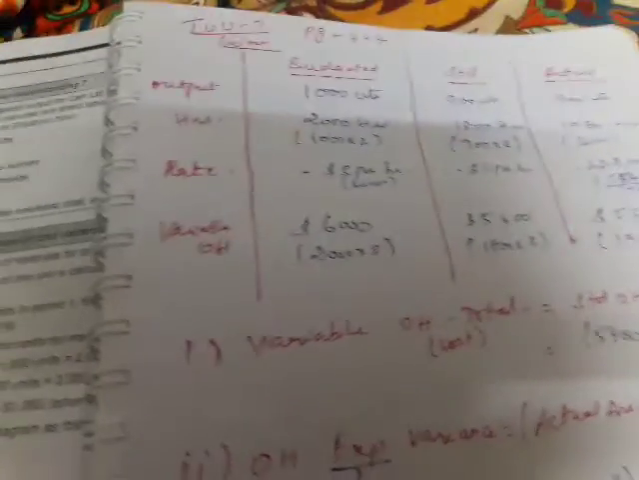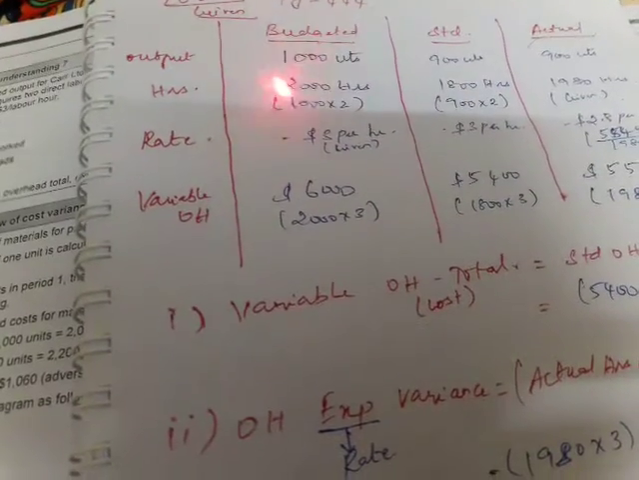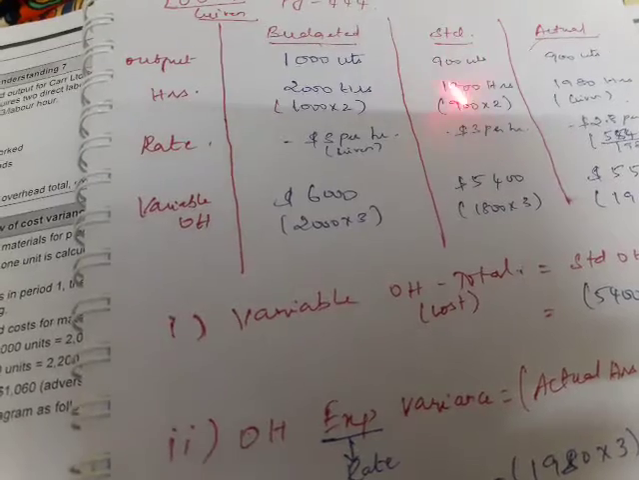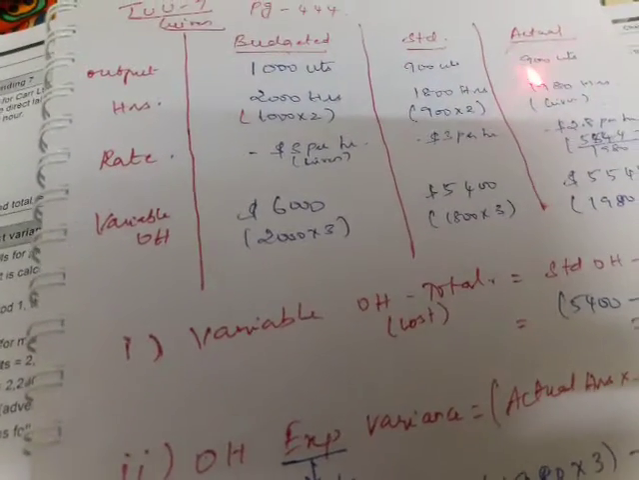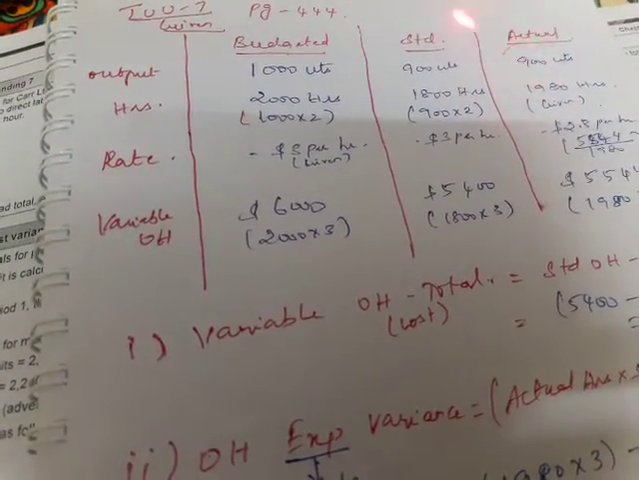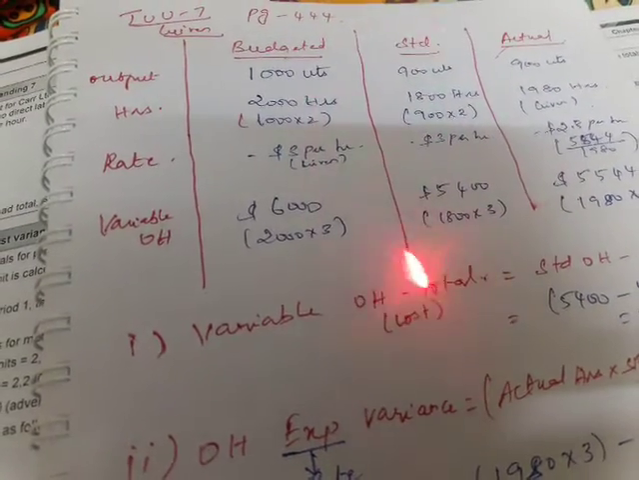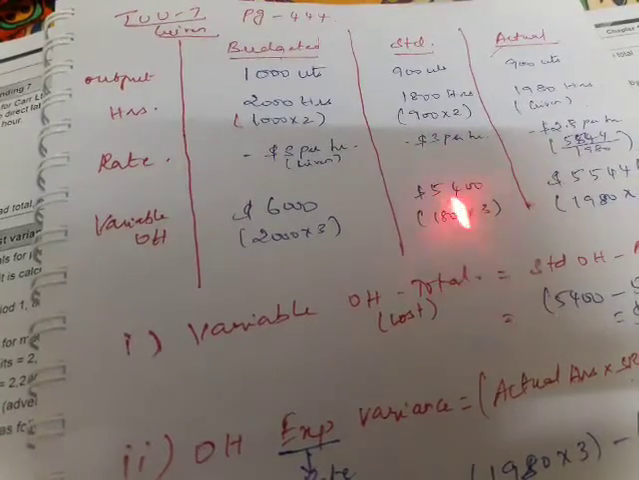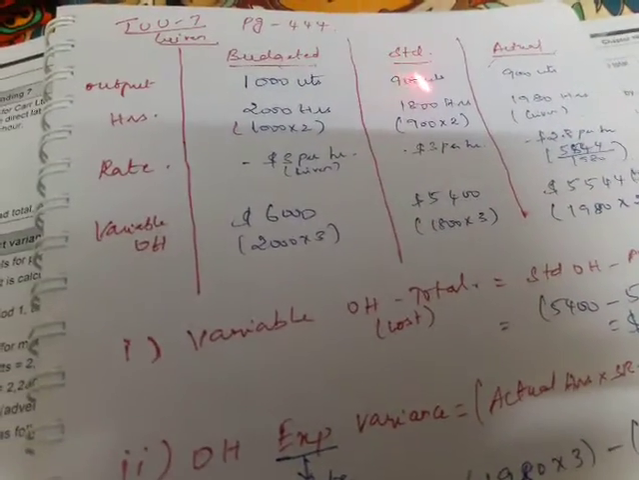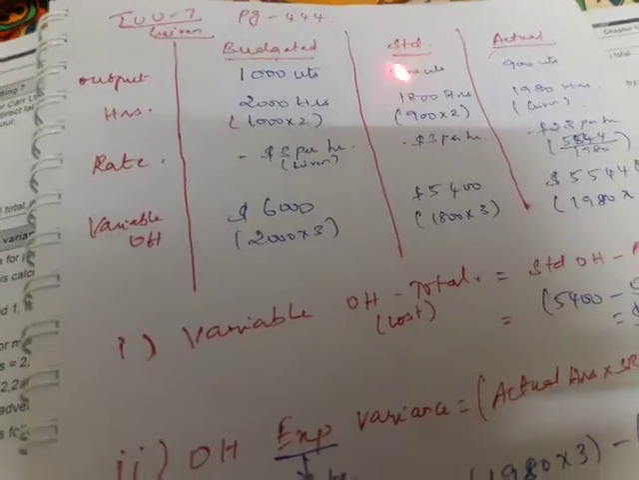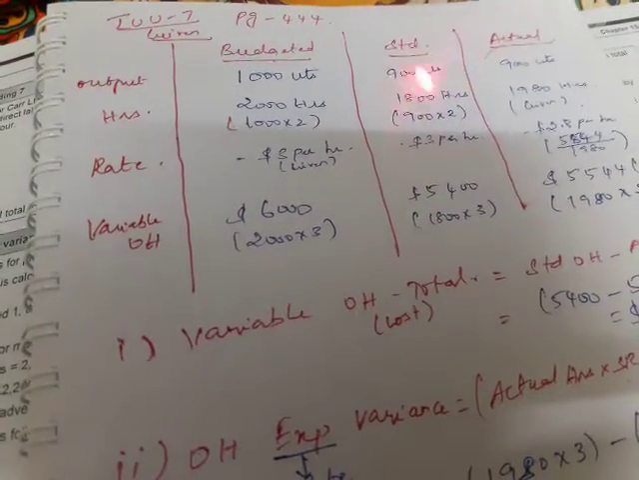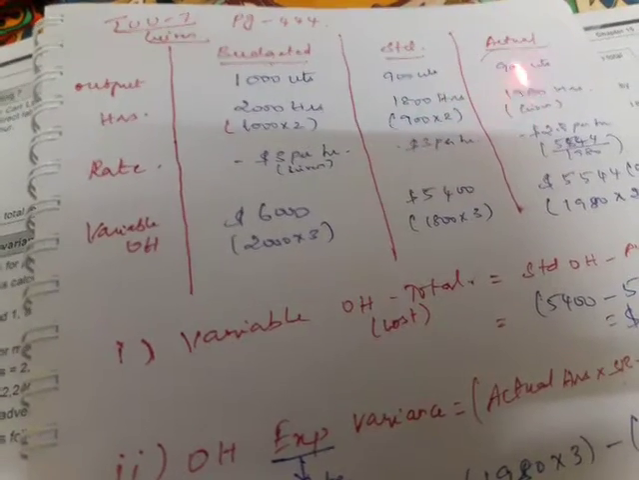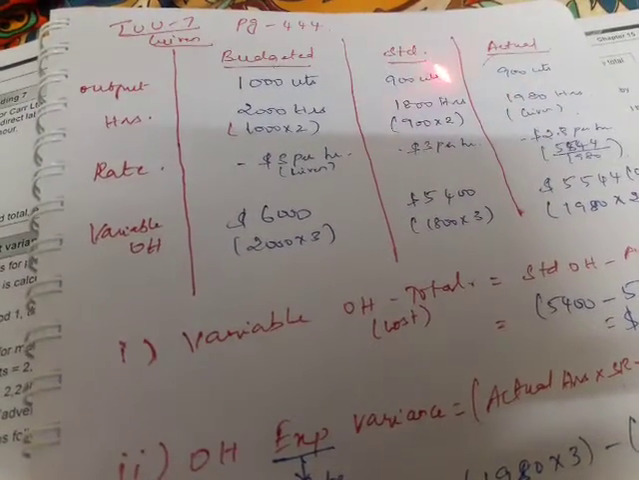Okay, so first, what is the output? Budgeted output is 1000 units, as we have read in the question. What is your actual output? It is also given, 900 units. So you have to find the standard alone. Budgeted and actual are given. Standard alone you have to find, because you need to calculate with the formulas. That's the reason we have to find the standard overheads, standard values. So 900 units is the actual, and the standard for actual is 900 units. So the same actual will be the standard here.